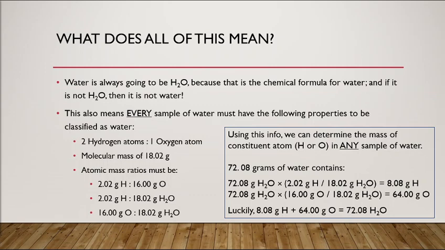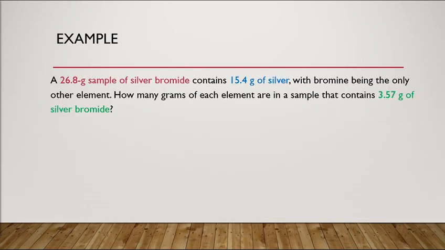So here's another example. If we have a 26.8 gram sample of silver bromide, and it contains 15.4 grams of silver, with bromine being the only other element, how many grams of each of the elements are in the sample that contains 3.57 grams of silver bromide? In this case, I color coded it for you to hopefully guide you through this process. If we're trying to look for how many grams of each element, the first thing you need is some type of mass ratio or mass fraction of those elements.